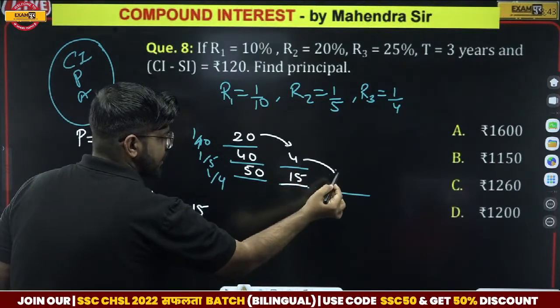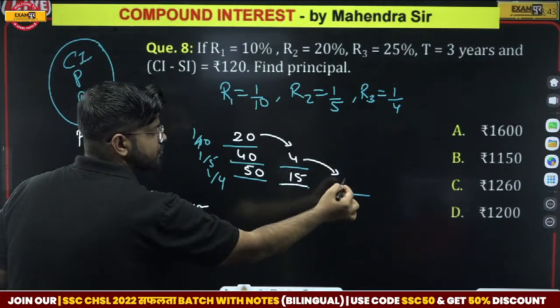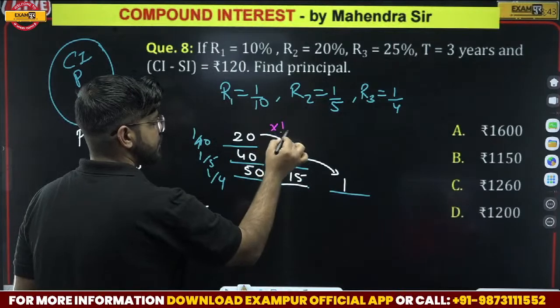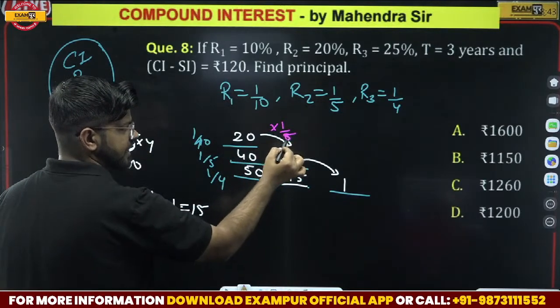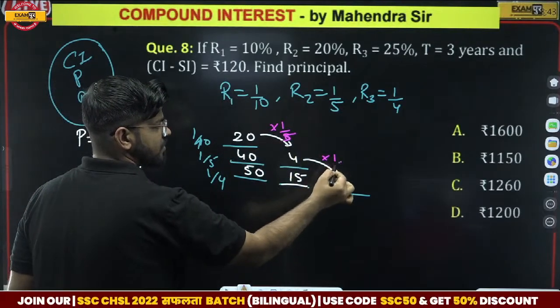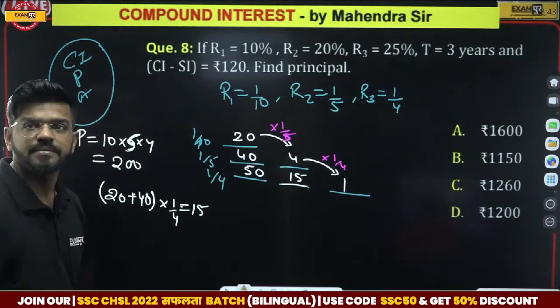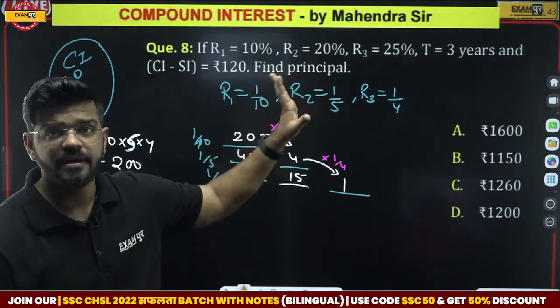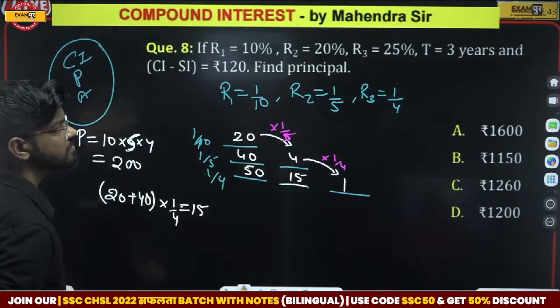And now again here we will get 1 by 4. 1 by 4 that means 1. Clear to all of you? Here we have done 1 by 5 because it is second year slab, and here we have done 1 by 4 because it is third year slab. So this is how we have done the slab things, for different years, for different rates.